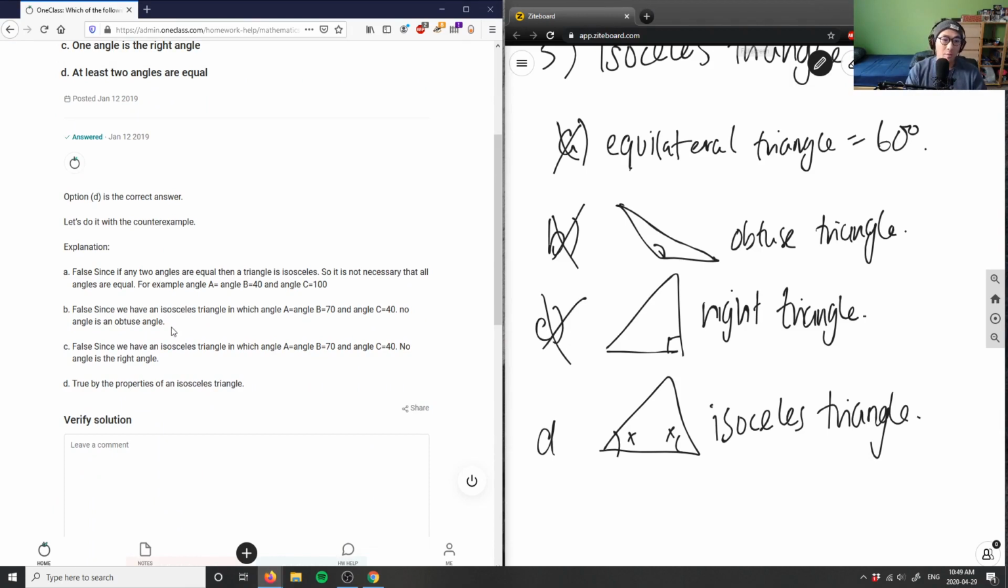That's good. We have an obtuse triangle. That's good. We have a right angle. That's good. And D has to be true, right? So this here is a correct solution and analysis. So finally, this brings me to the end of my video here.